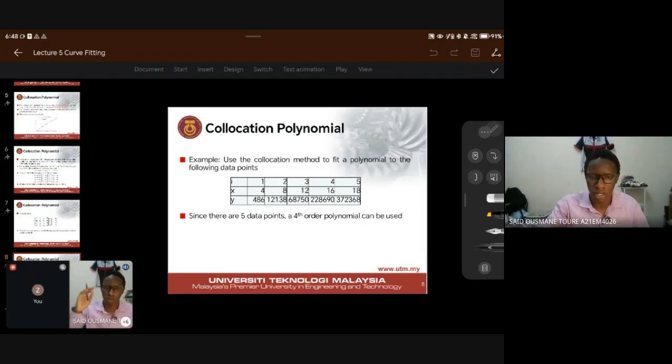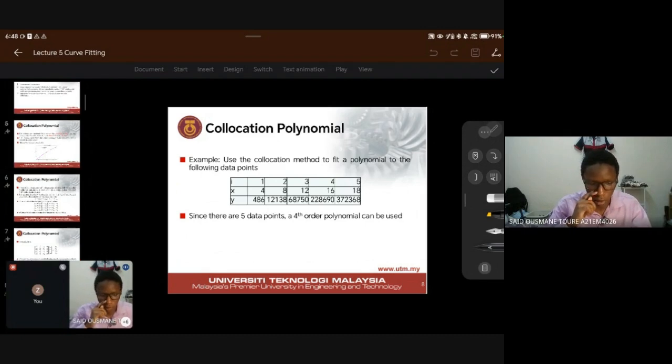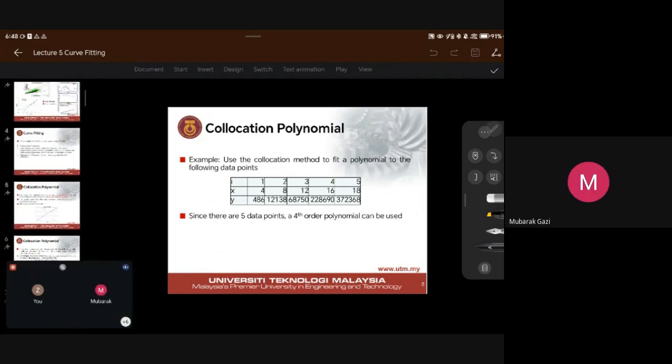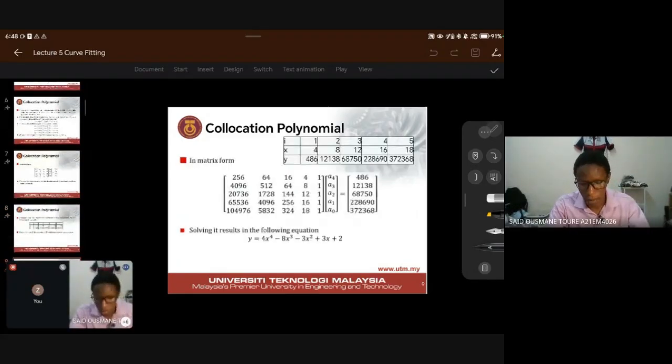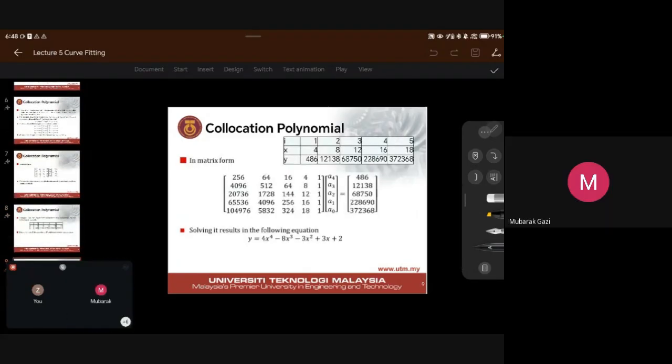No matter the orders. Yeah, Mubarak, you have something to say? Sa'id, can you go to slide 9? Slide 9. Let's go. Okay. Because I'm trying to understand more on slide 9. If you look at the second column, from second column to fourth, I think it's understandable. But the first column, the 2564096, where did he get those values from? Okay.